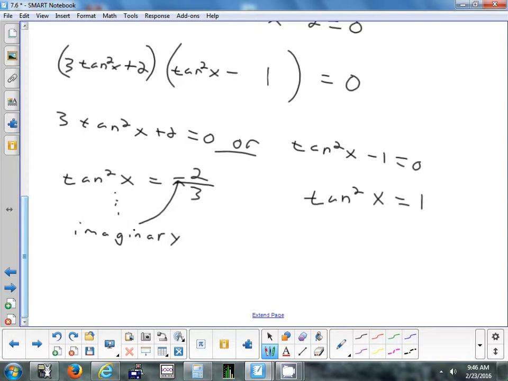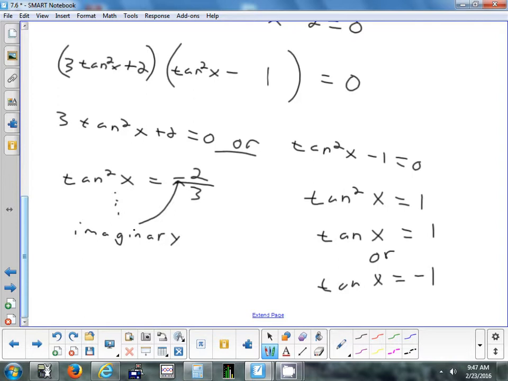Okay, on this one, you bring the 1 to the other side. How do we get rid of this exponent? Take the square root. And what's the square root of 1? 1 or what else? Negative 1. Anytime you take a square root, remember square means 2. There's 2 answers.